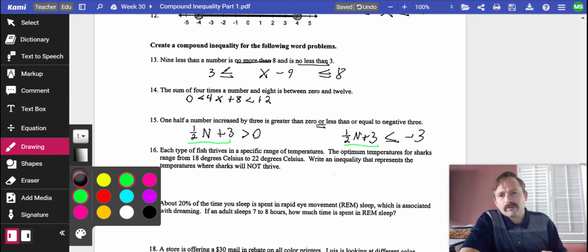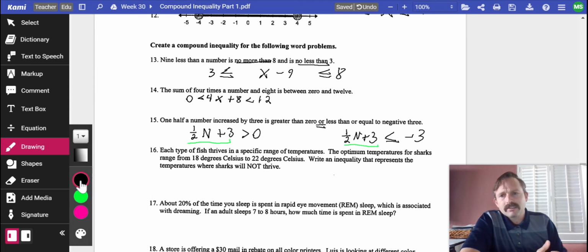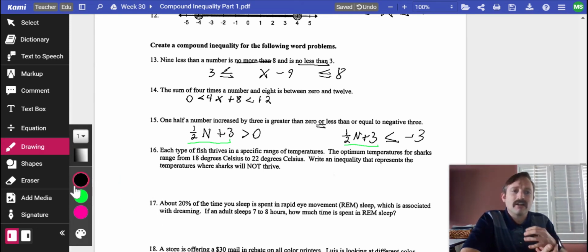All right, this next one. Now, this one's a little bit longer because it has a lot of words, so let's go through it. Each type of fish thrives in a specific range of temperatures. So what? Don't care. The optimum temperature for sharks range from 18 degrees Celsius to 22 degrees Celsius.